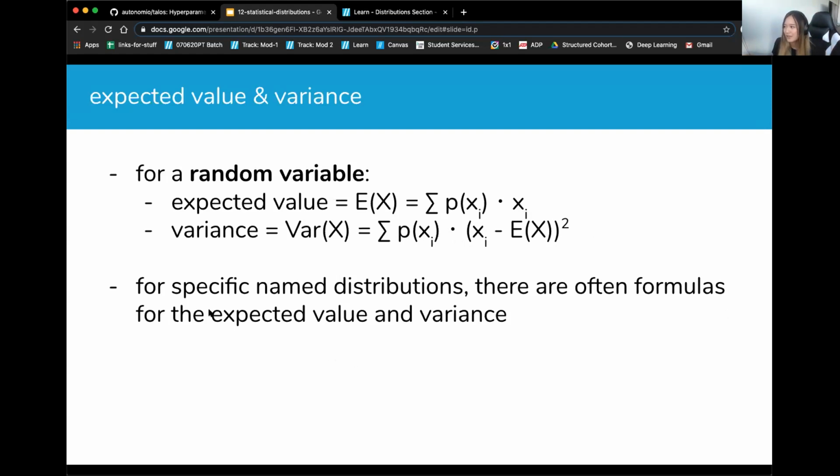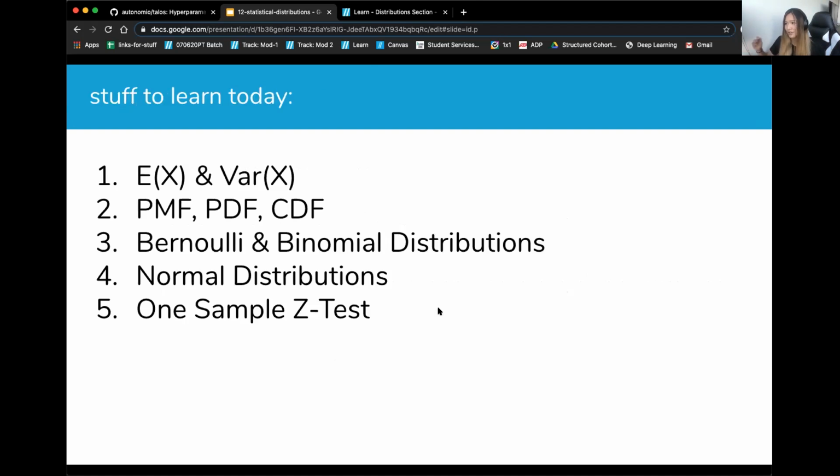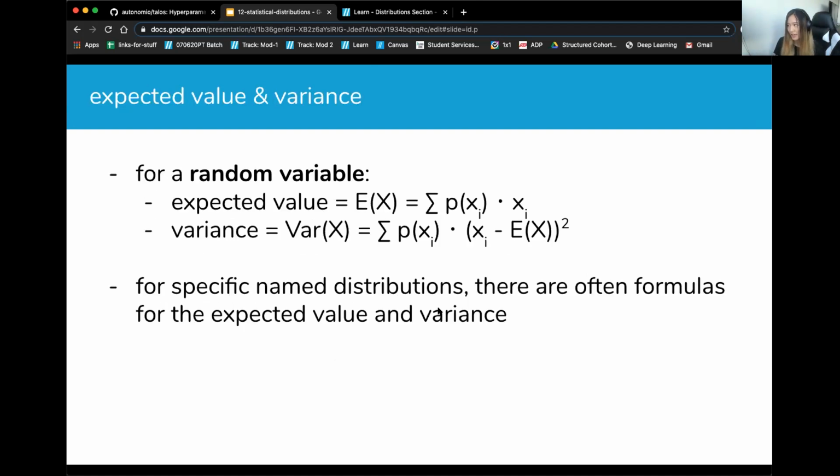But what I'm getting at here is for specific named distributions. Today we're going to be talking about the Bernoulli, binomial, and normal distributions. There are often already set formulas for expected value and variance so that you don't have to calculate this. I do think in the labs you will be asked to calculate a couple of these, but if you just plug it into the formulas, it should work. Questions?